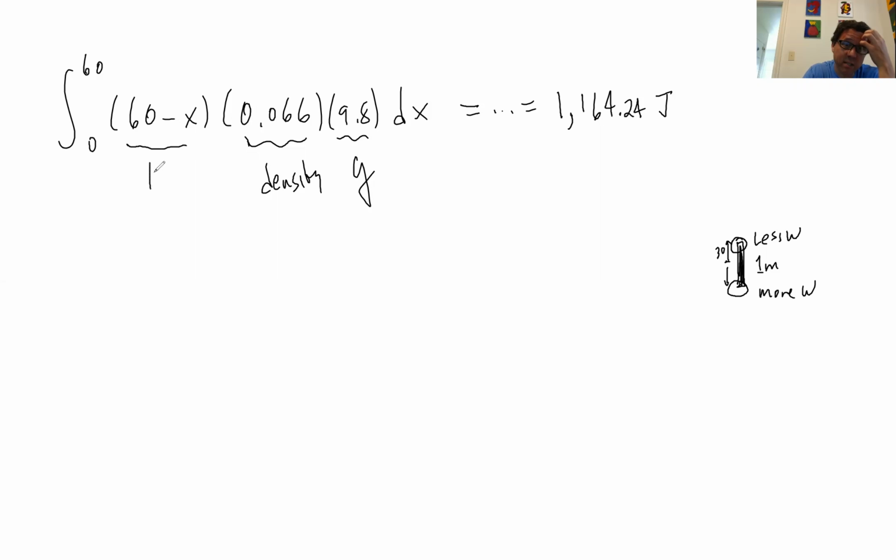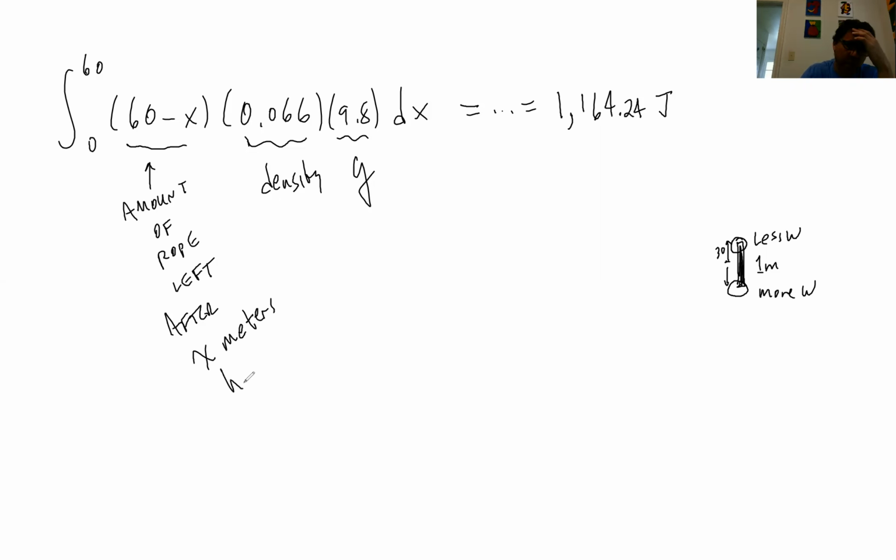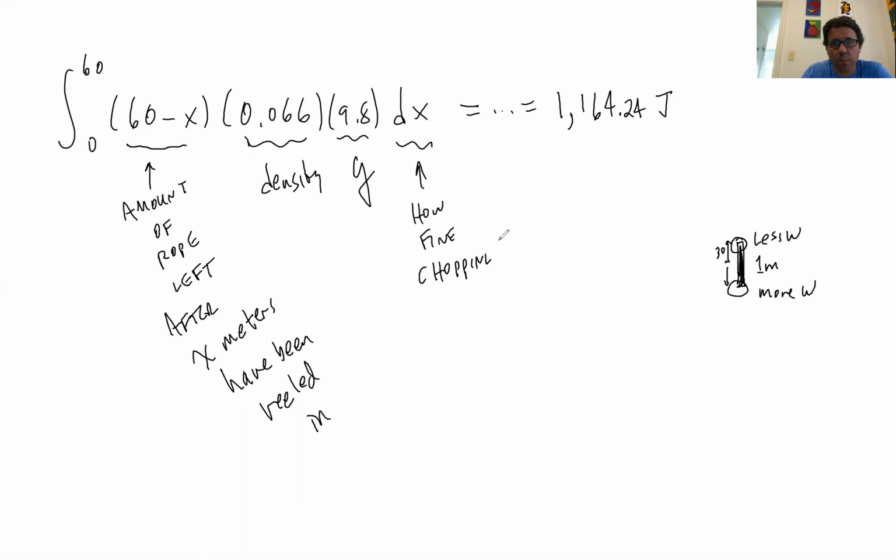This right here really is the amount of rope left hanging after x meters have been reeled in. So you know that you're not going to have to do any more work on rope that's already been reeled in and sitting on the ground at your feet on top of the cliff. You're only going to have to do work on the stuff that's left. The dx really comes in as how fine you're chopping up the rope. Conceptually, these are all just conceptual things.